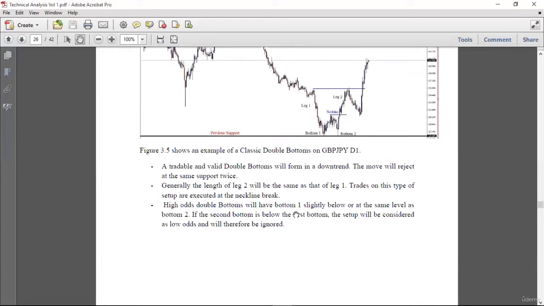A high odds double tap will have bottom 1 slightly below or at the same level as bottom 2. So if this one is slightly below and that one is slightly above this one, that's high odds, or if they are at the same price. If the second bottom is below the first bottom, the setup will be considered low odds and will therefore be ignored. So if this bottom here is lower than that one, if this created a lower low, that's not a good sign because the market's still going down. If it's still printing lower lows, then chances are it's still going to go down.